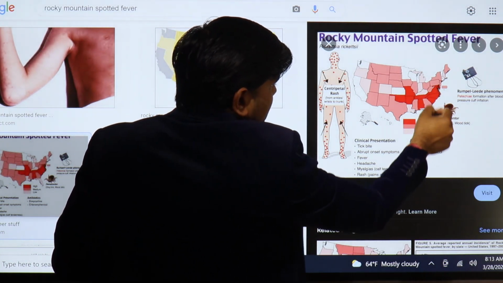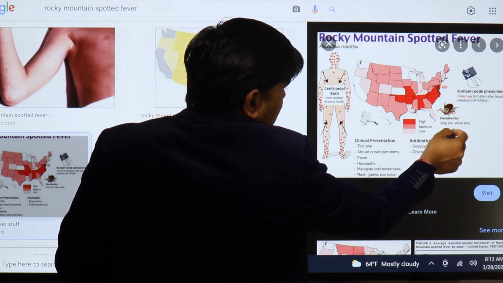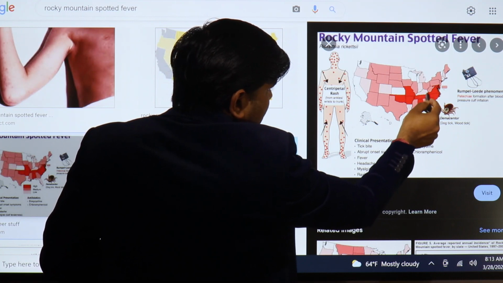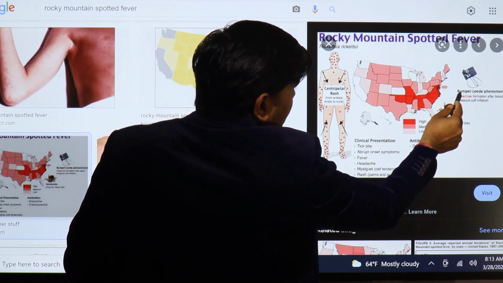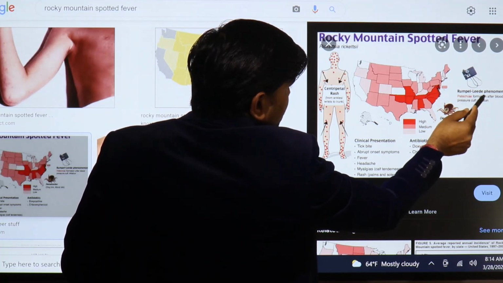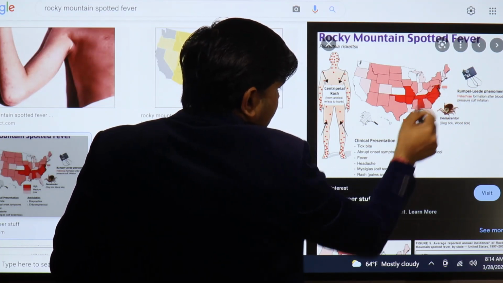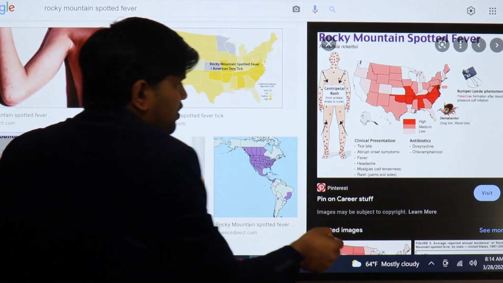In the eastern region the tick is Dermacentor, the dog tick or wood tick. This is more prevalent in the United States of America. They cause a rampant phenomenon, that is petechial formation, along with blood pressure changes, cough, and inflammation. The antibiotics are doxycycline and chloramphenicol.